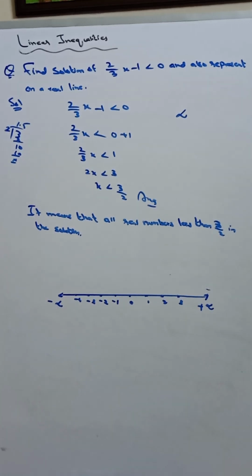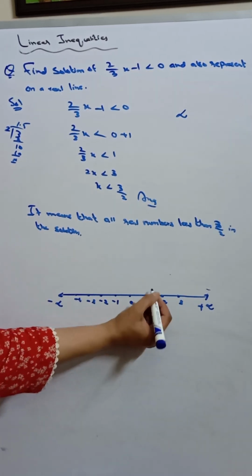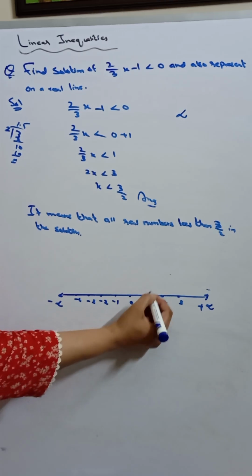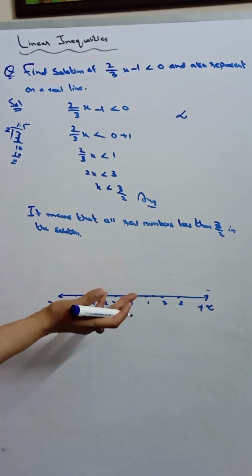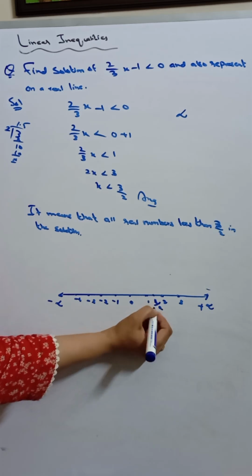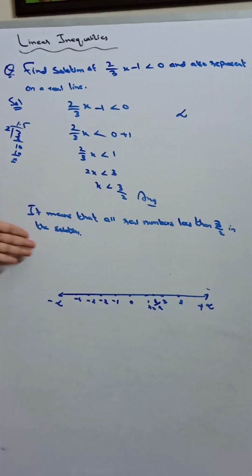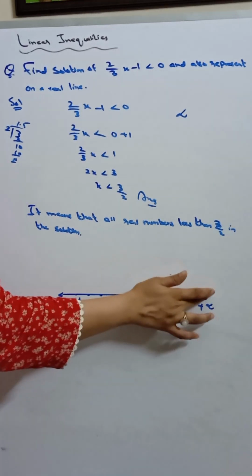Alright, so we are going to represent 3/2. It's 1.5, so it must lie between 1 and 2, exactly halfway. So it must be here: 3/2, x equals 3/2. Any problem here? I hope not. Now we have found this simple procedure, you can easily solve the inequality and also represent it on the number line. I hope it's clear.